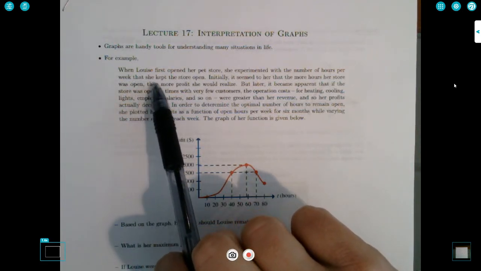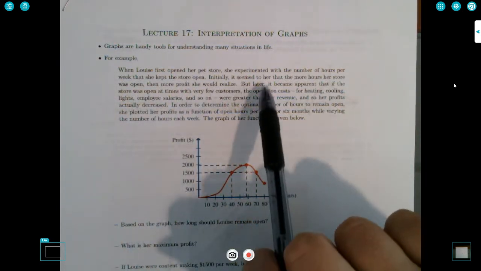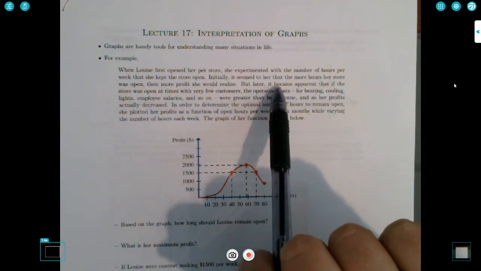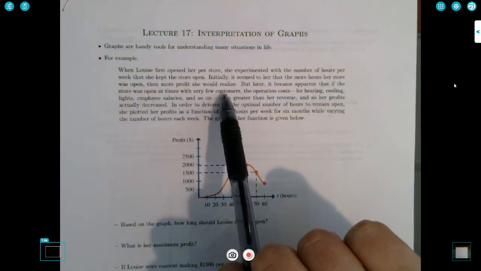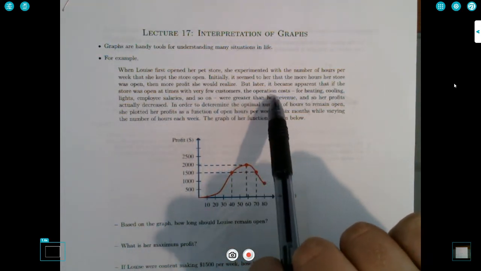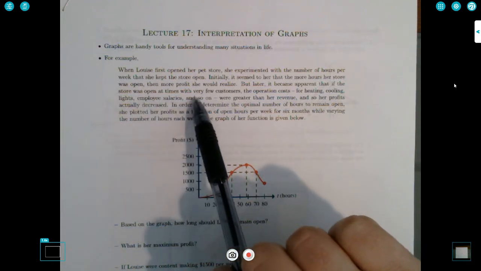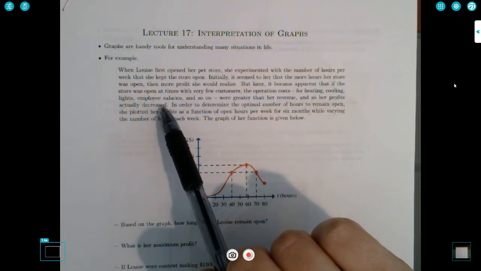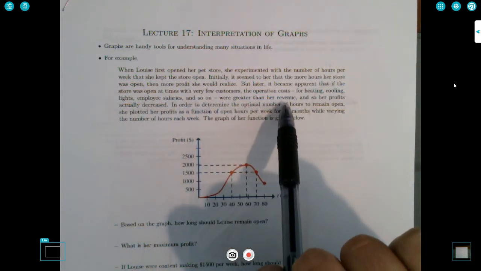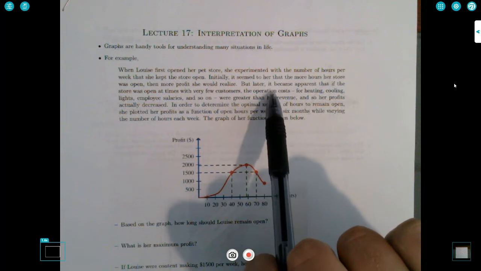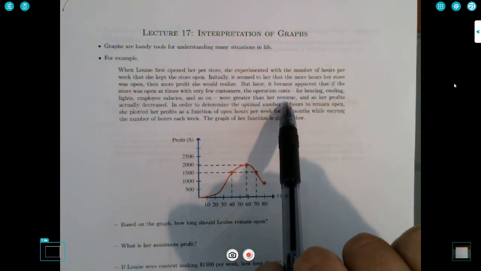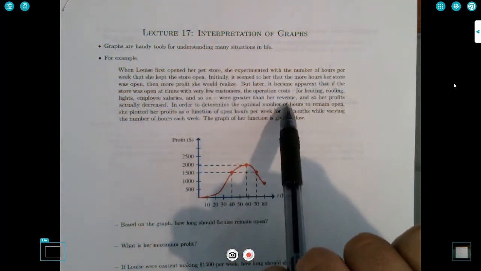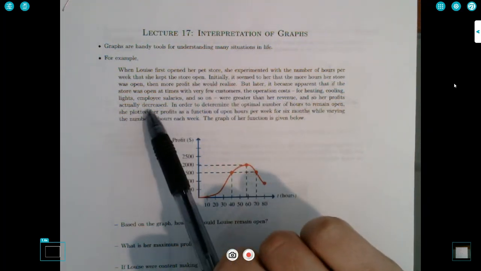When Louise first opened her pet store, she experimented with the number of hours per week that she kept the store open. Initially, it seemed to her that the more hours her store was open, the more profit she would realize, right? But later, it became apparent that if the store was open at times with very few customers, the operation costs for heating, cooling, lights, employee salaries, and so on were greater than her revenue. In other words, the money she was spending to keep her business open was more than the money she was making by selling pet items.